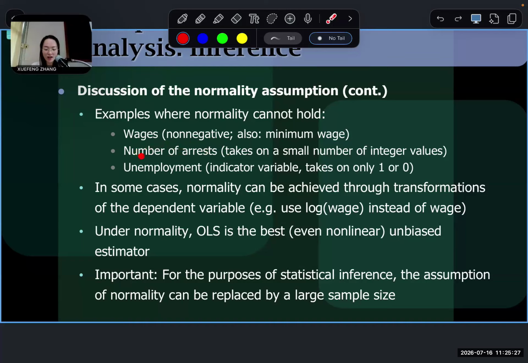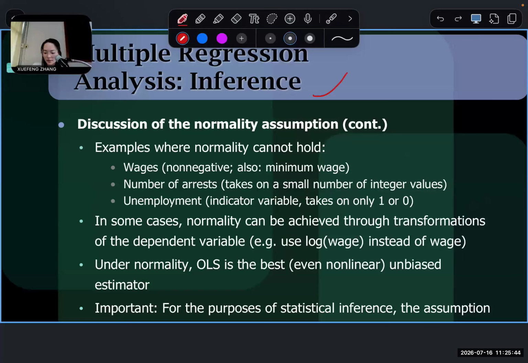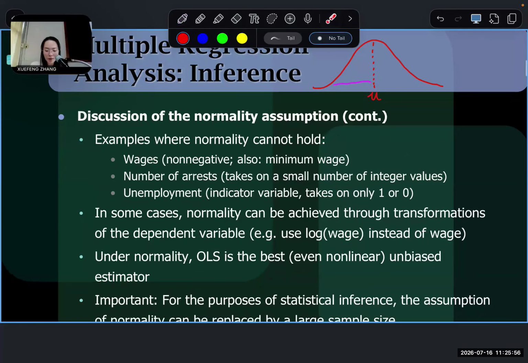Next one, number of arrests. The number of arrests only takes small integer values: 0, 1, 2, 3. The normal is continuous and smooth. You remember the normal distribution? Bell-shaped, right? This is the mean, and this is the variance. So for the number of arrests, it's a discrete integer.